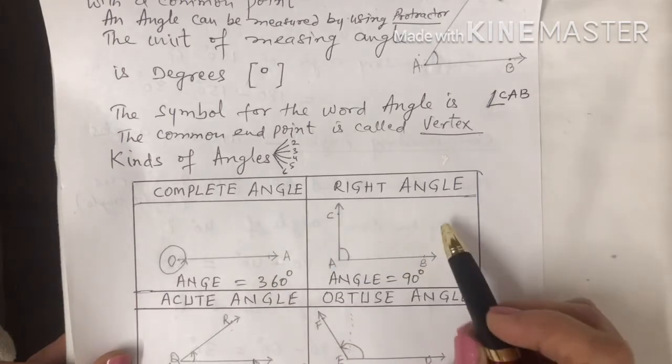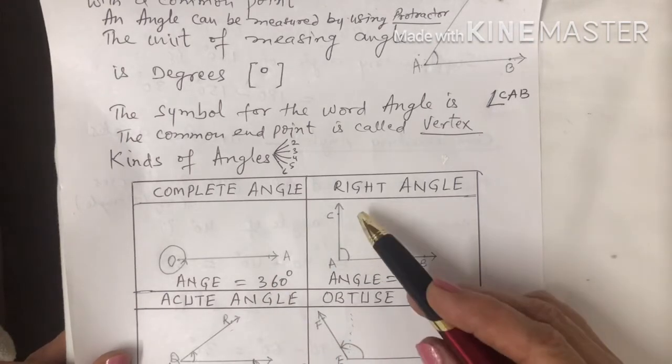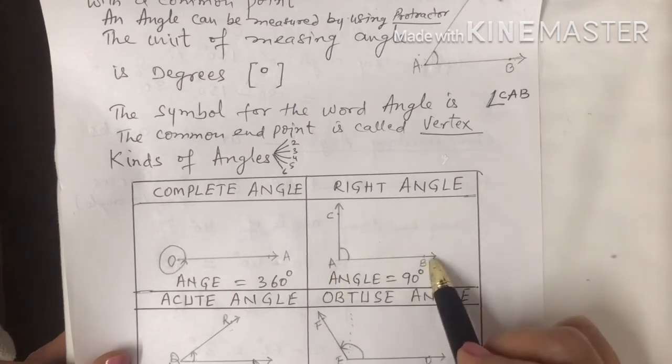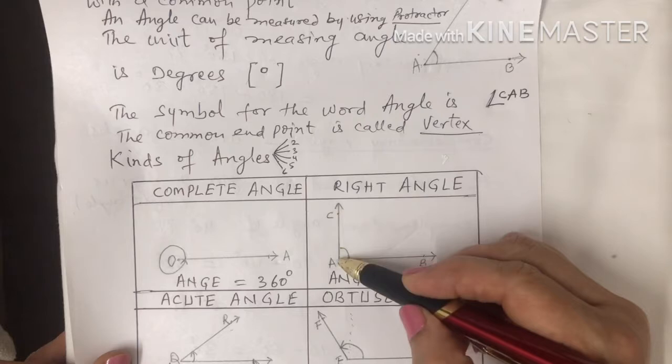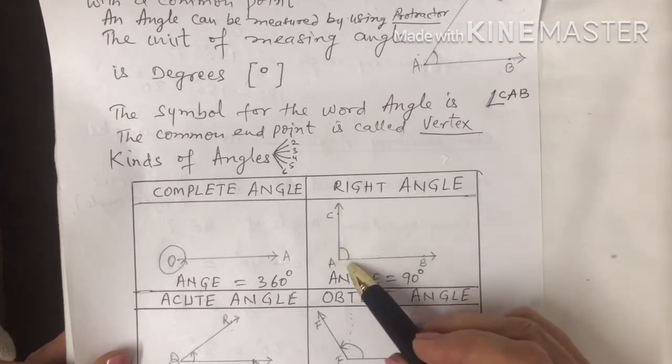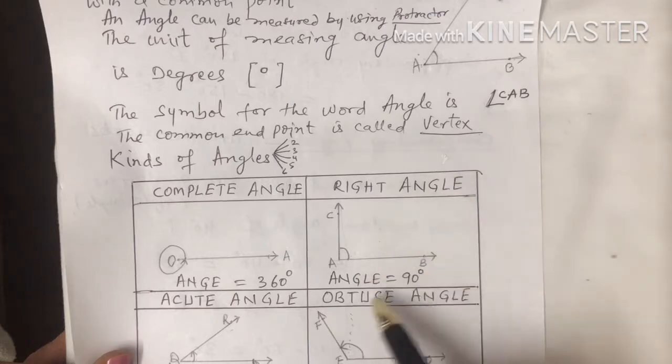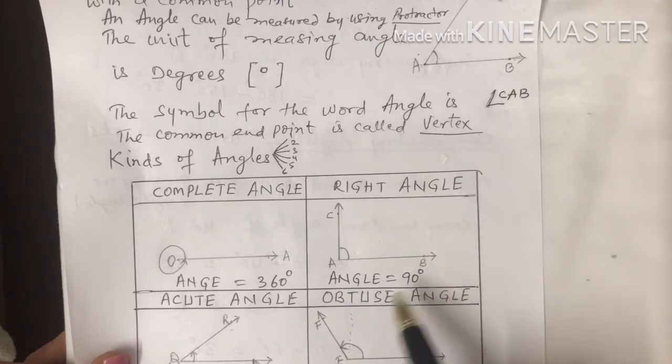And another one is the right angle. What is a right angle? A right angle is 90 degrees, perpendicular to AB. This is perpendicular and this is 90 degrees. This is called a right angle. Right angle means it's 90 degrees.